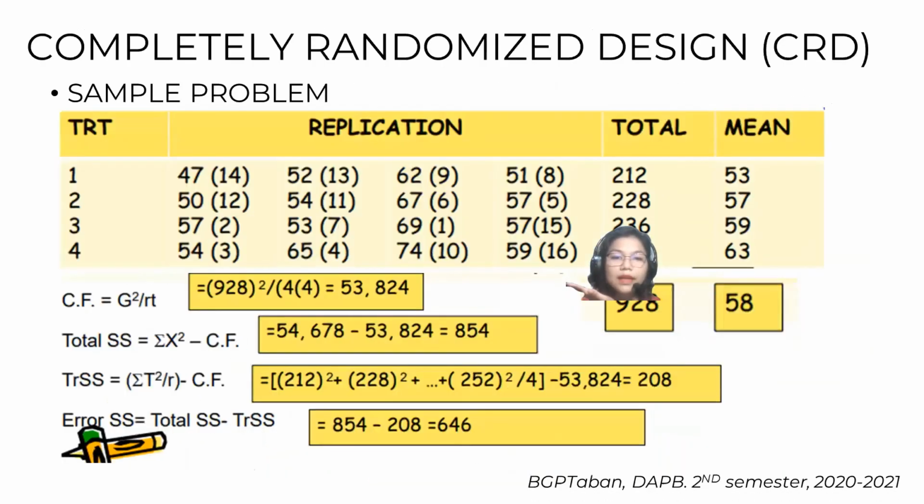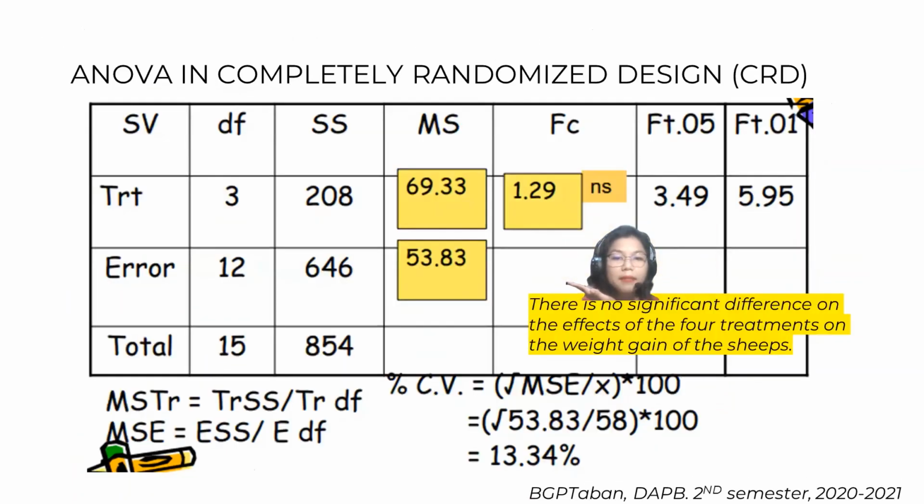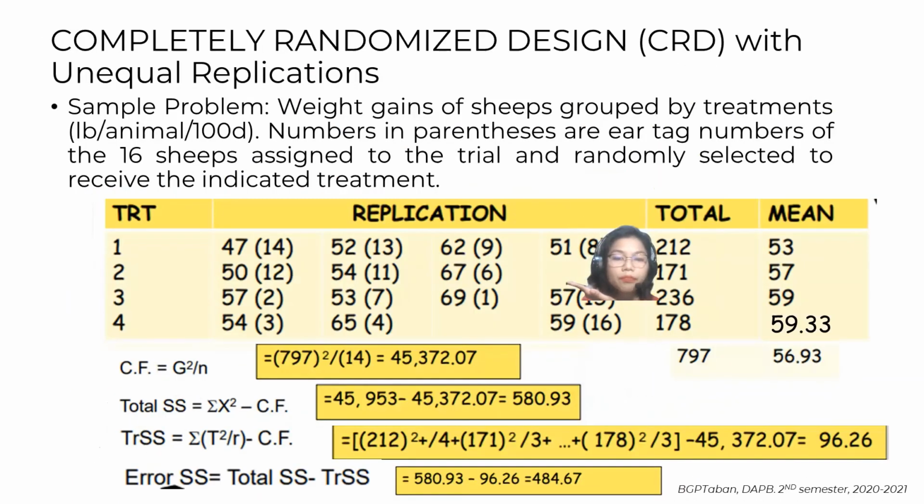Tignan po natin dito ulit. Sheep number 5 at saka sheep number 10. Tama diba? Namatay po sila. So, assuming na namatay or ninakaw sila, or nawala sila. The lost sheep, literally. Okay?